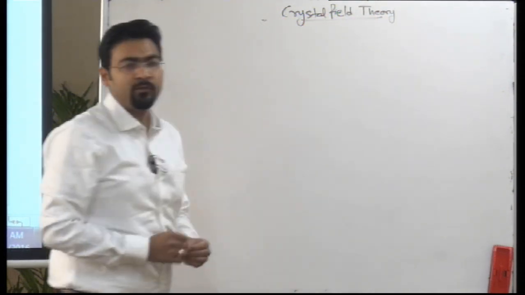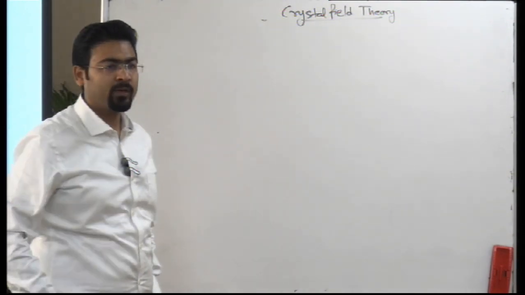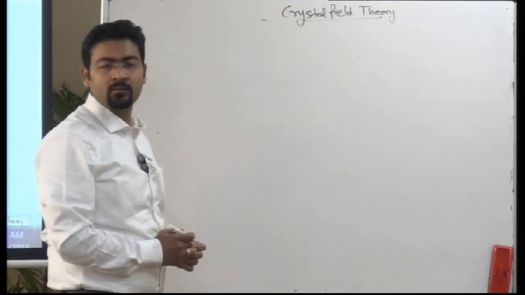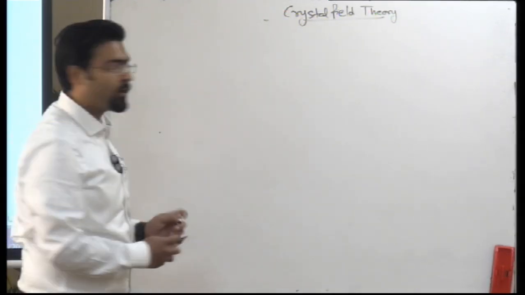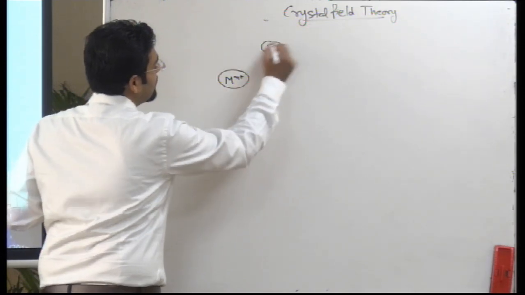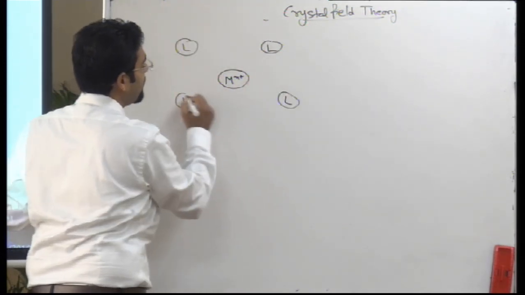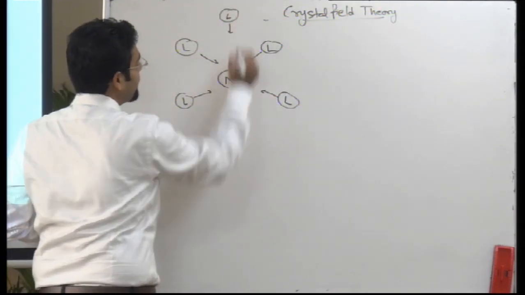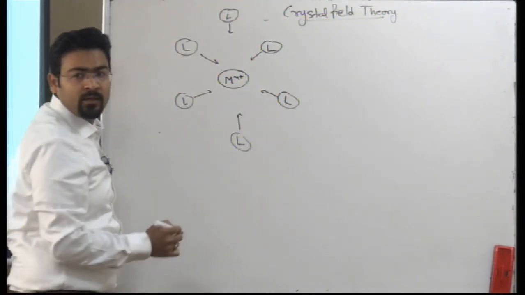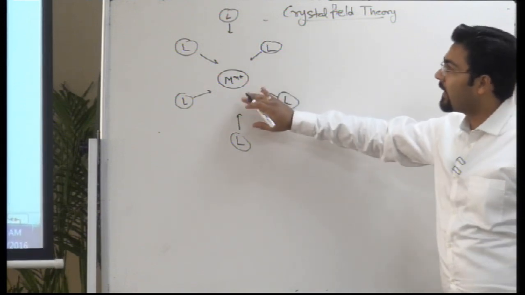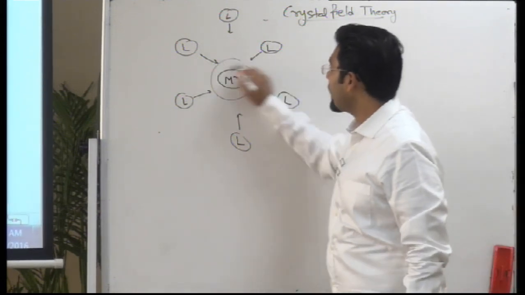So let me just give you a quick recap of crystal field theory, what we were discussing. In crystal field theory, what we were doing is that we said that when we have a metal ion and certain ligands approach this metal ion to form coordination bonds, for example, they're trying to form an octahedral complex, they exert an octahedral field around this metal ion.